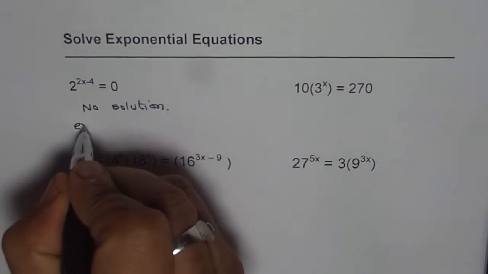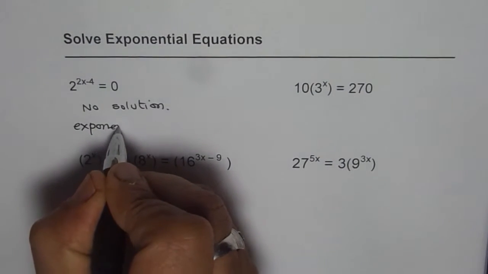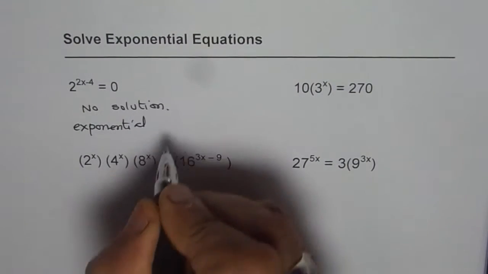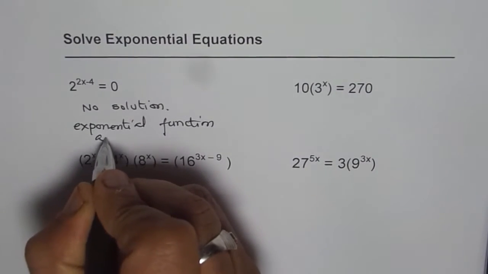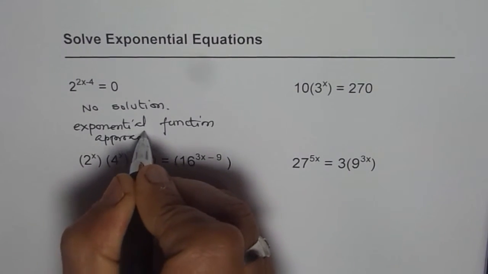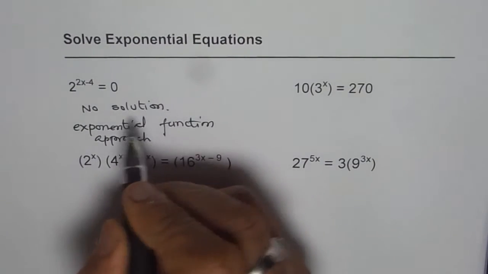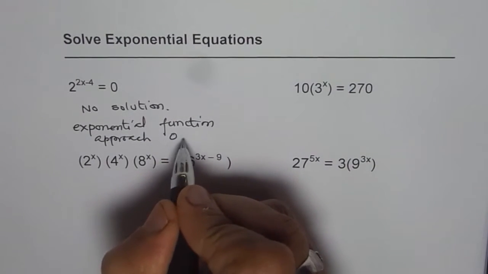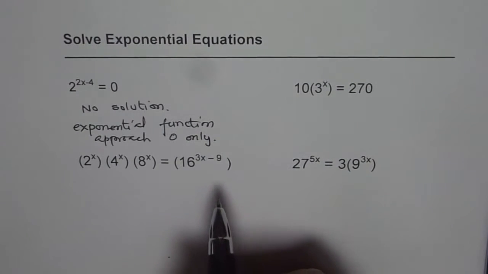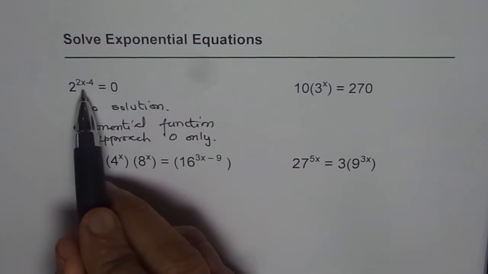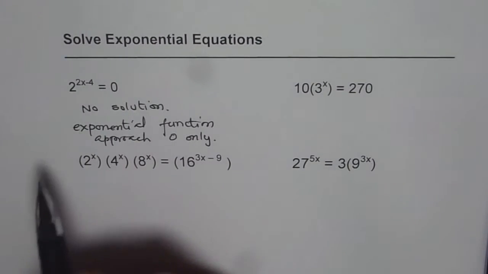So remember that exponential functions approach 0. They can be very, very close to 0, but they're never 0, right? Approach 0 only, right? They cannot be 0, correct? There is nothing which will give us 0 as the answer.